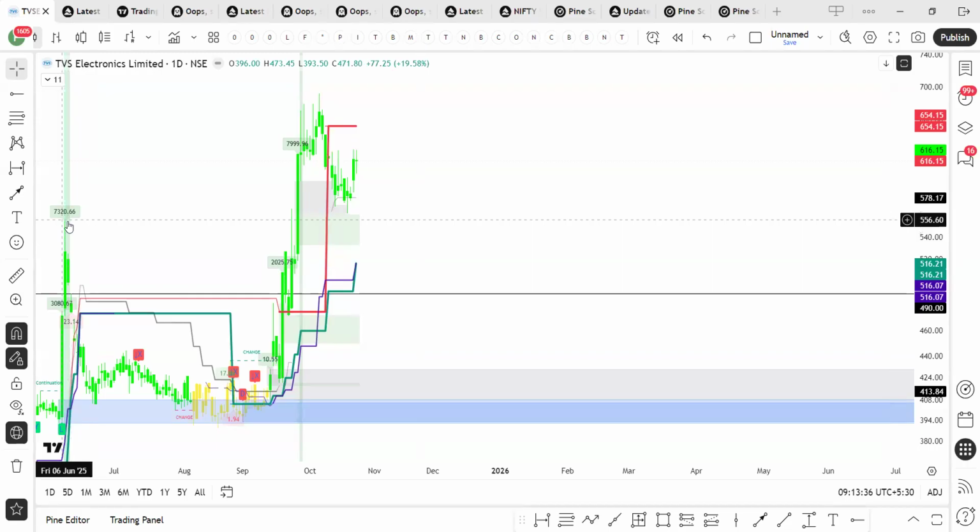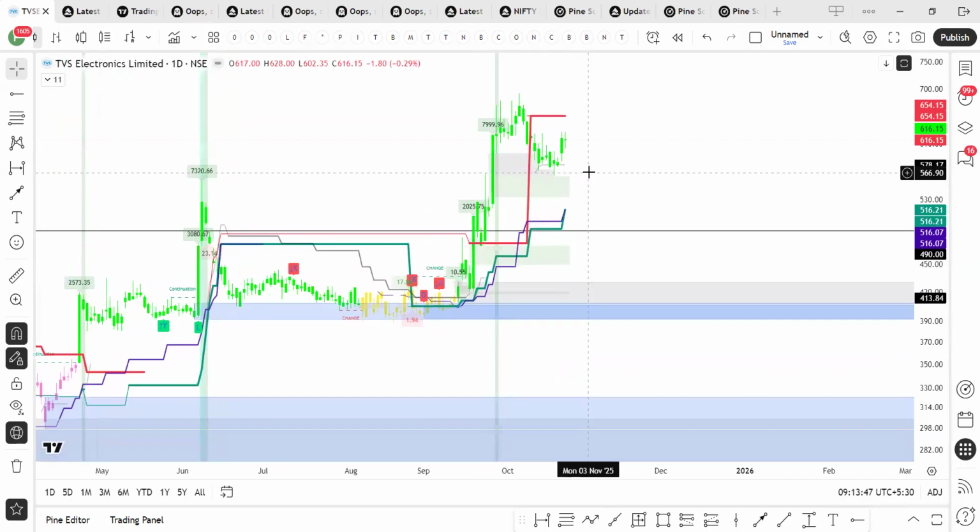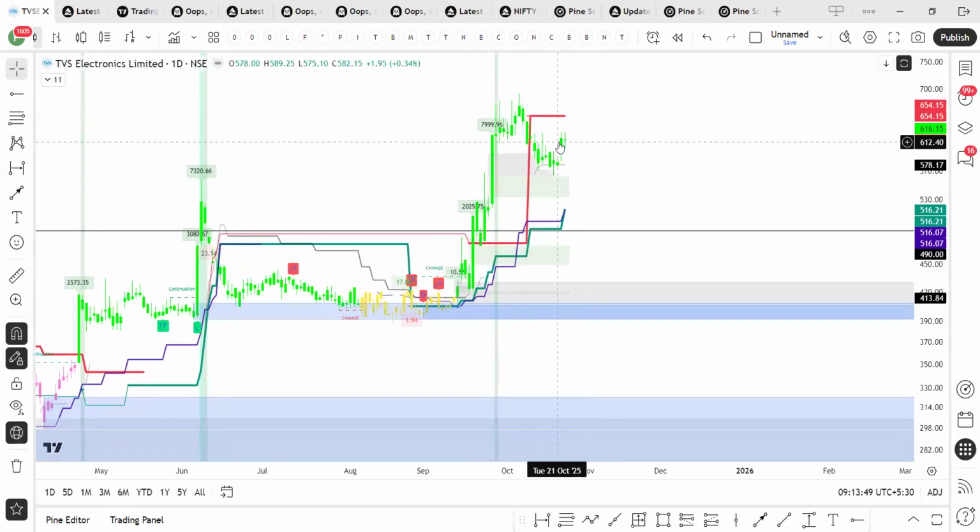It broke out here once, but the breakout was not successful, and again it has broken out. So will this breakout be successful here? We don't know what will happen. So we'll wait and watch.